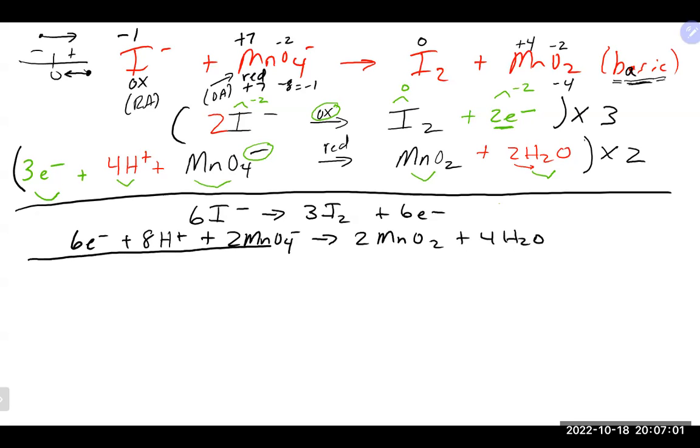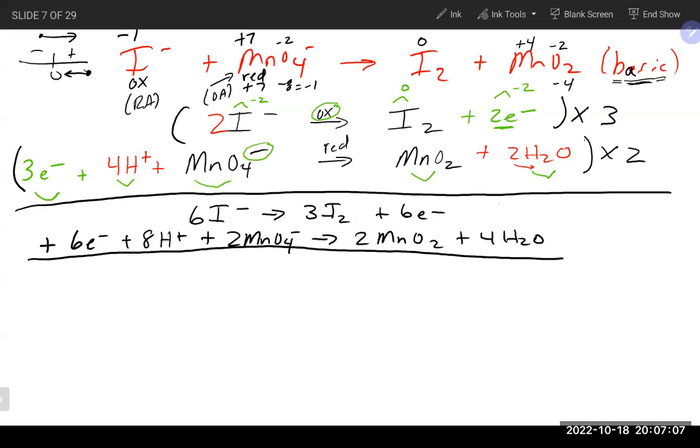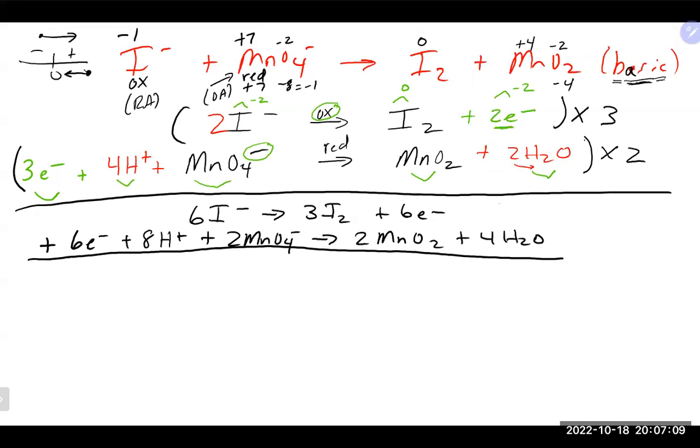At this point, we can now add these together because we have the same number of electrons in each half reaction. And those electrons, once again, should always completely cancel out. The idea here is however many electrons somebody loses should be the exact same number of electrons that somebody gains. So once again, they should always cancel out. I think in this case, that is everything that will cancel out.